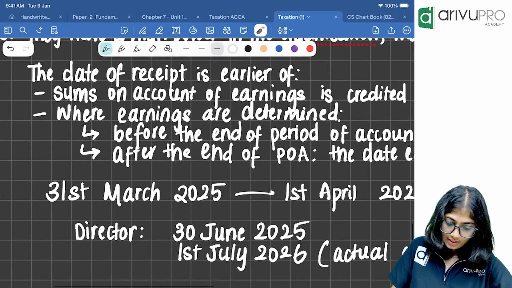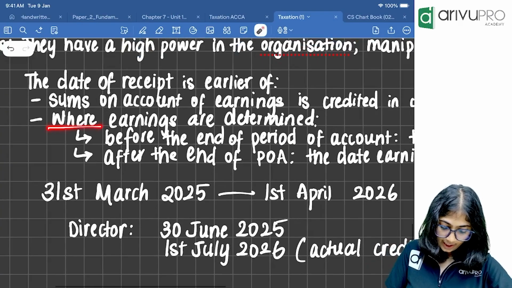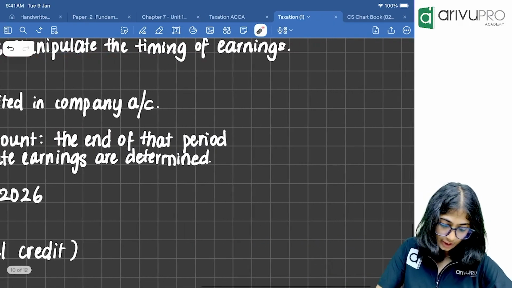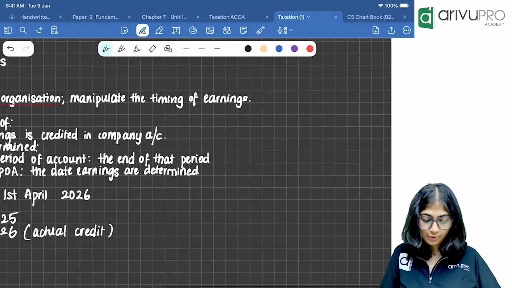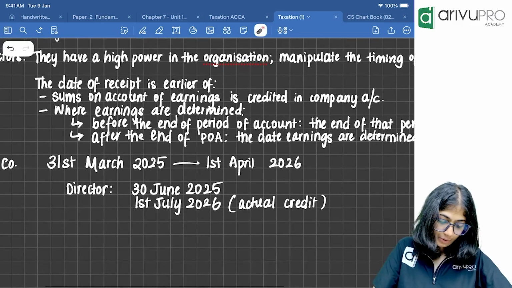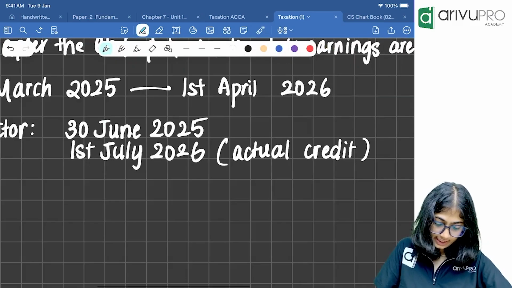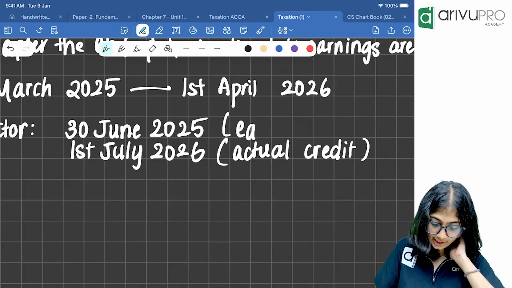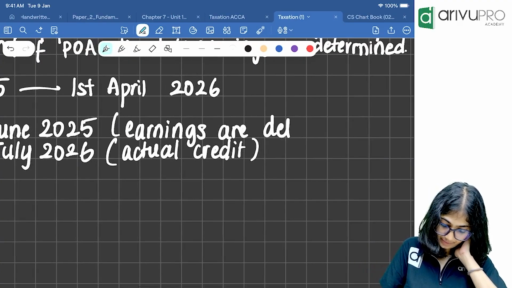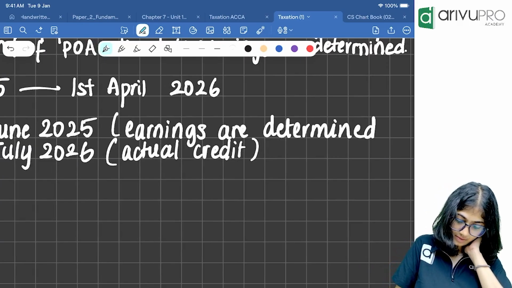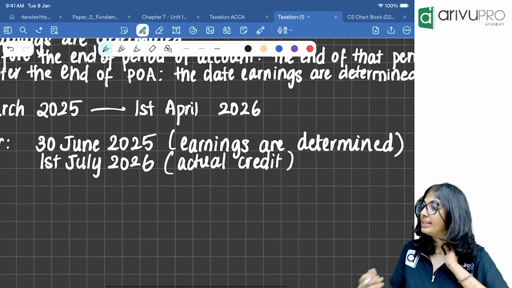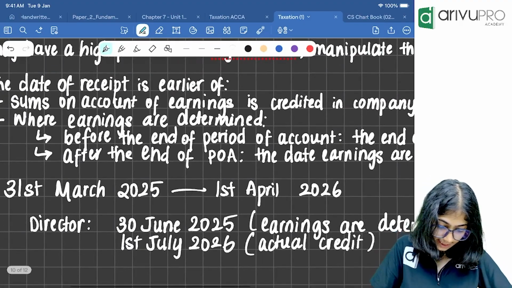Now, where are the earnings determined? When the earnings are determined. Now, when you're solving the question, you first write this entire thing and then you write the date right next to it. Now, what's going to happen here? This is the 30th June, earnings are determined. This is the actual credit. This is when the earnings are determined. Now, write this entire thing first.